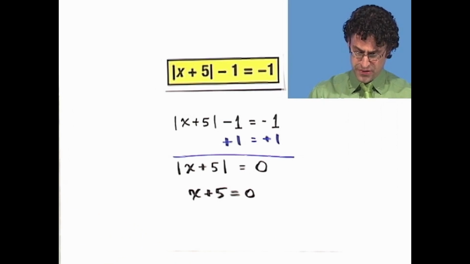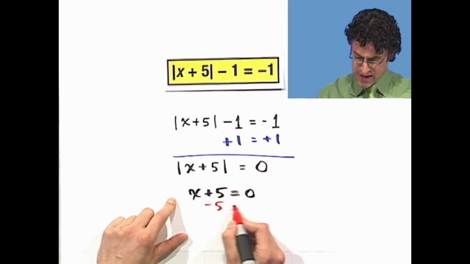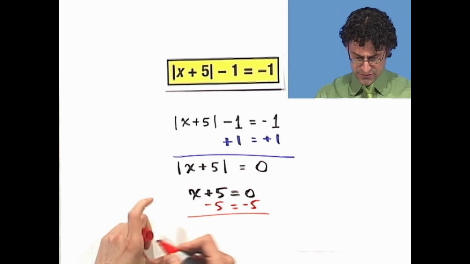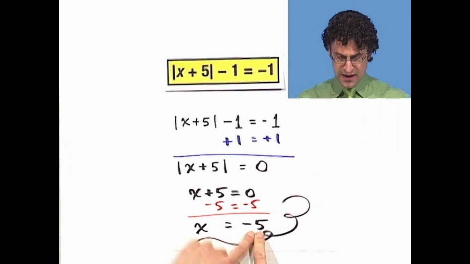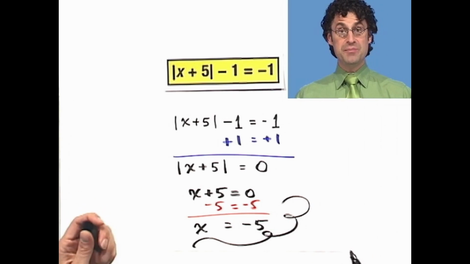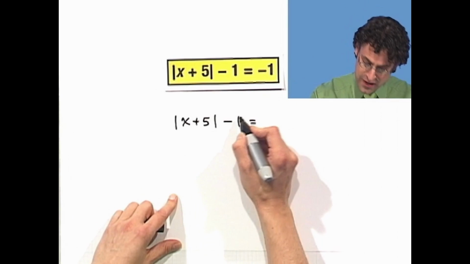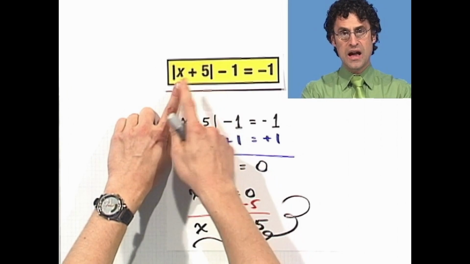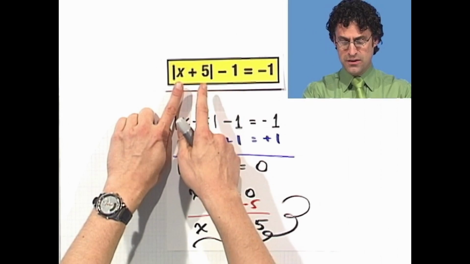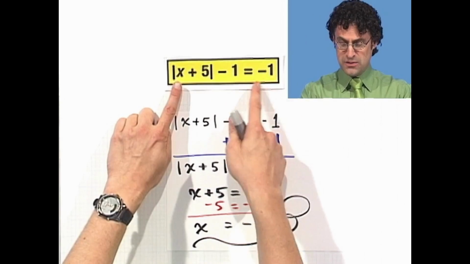I want to undo the addition of 5 on the left by subtracting 5 from the right and the left, and I see that x actually equals -5, and that's the answer. Don't believe me? Check. If we insert -5 for x in the original thing, -5 plus 5 is 0. Absolute value of 0 is 0. 0 minus 1 equals -1. Ching! Neat, neat, neat. Isn't that great?